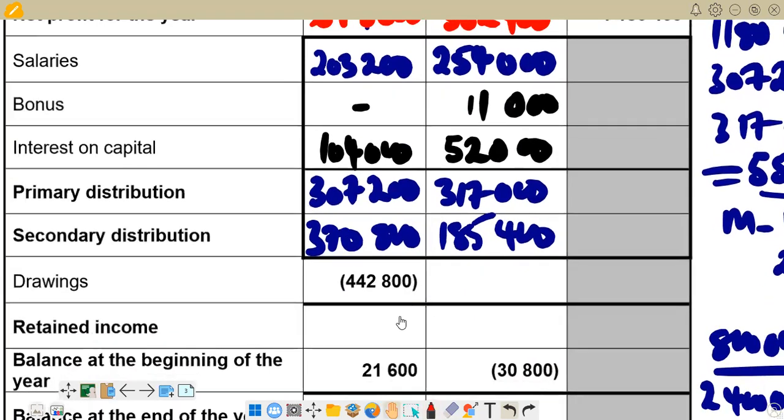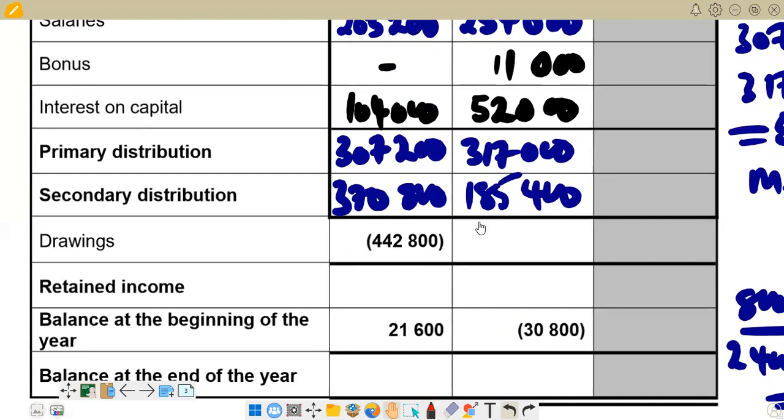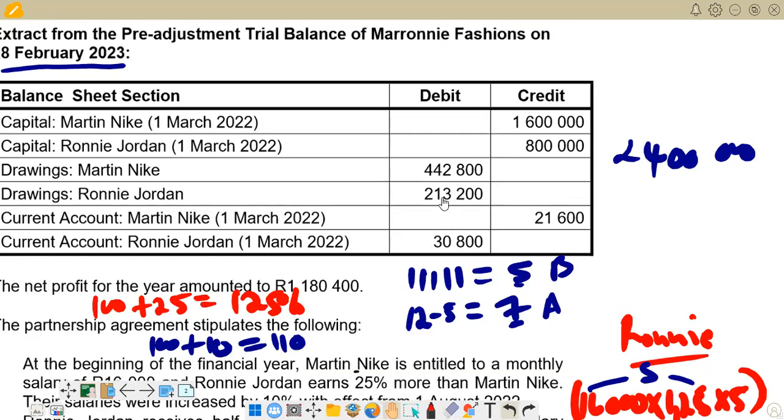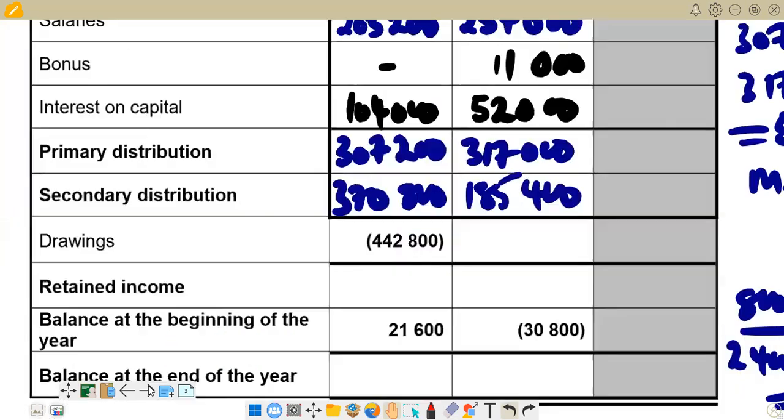Then we go to drawings. We are now on drawings here. For drawings, that one is pre-entered for the first partner. So for the second partner, we're going to check the amount for drawings that we have in the question. Drawings, we've got 213,200. So we're going to put that one. 213,200. So that's what we have.